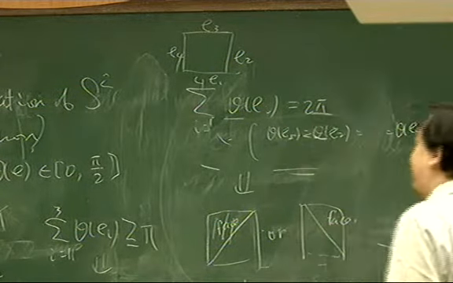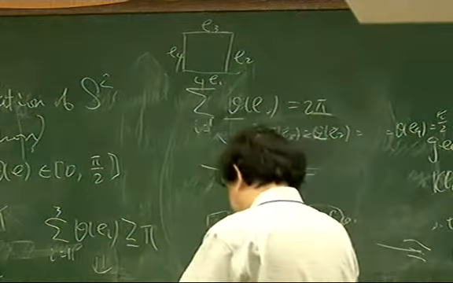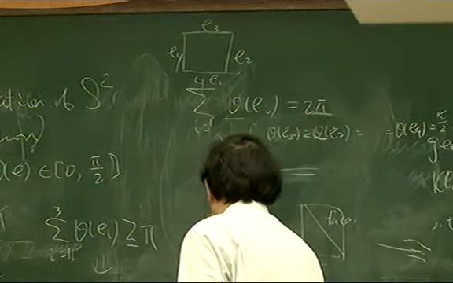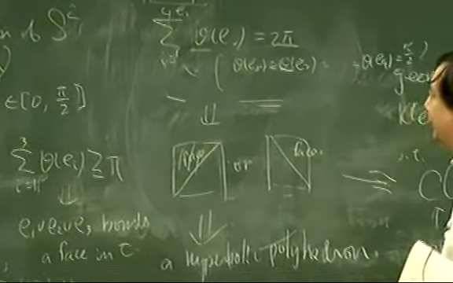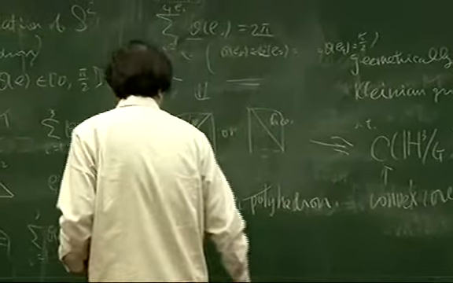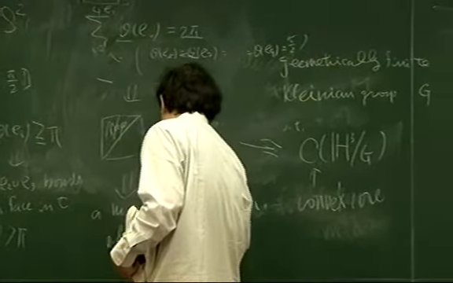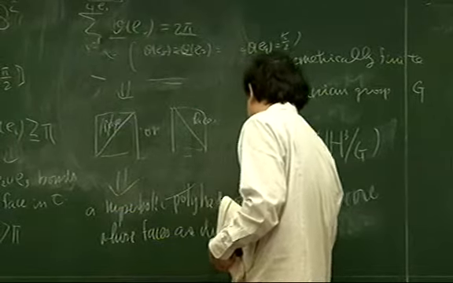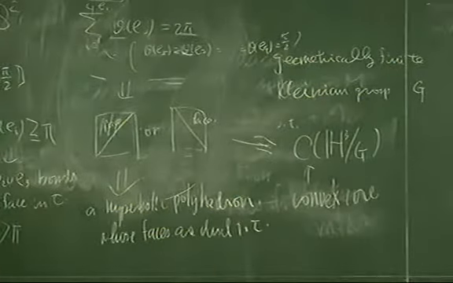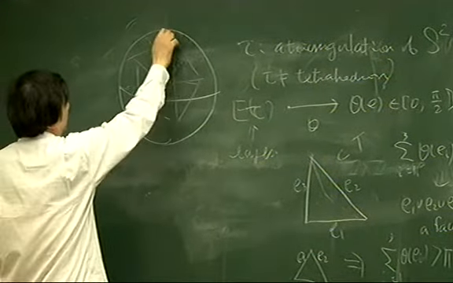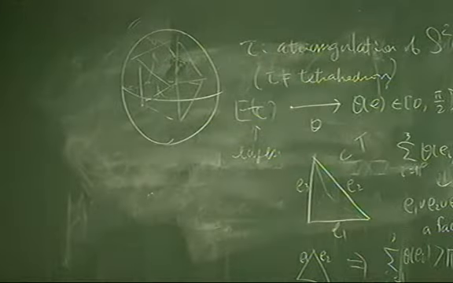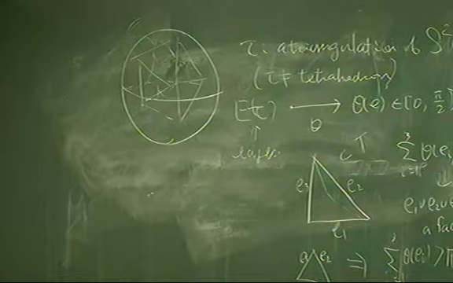Then Andreev's theorem says that there exists a hyperbolic polyhedron whose faces are dual to tau. So there's a dual cell decomposition of the sphere. So something like this. And so each face of the dual cell decomposition corresponds to a face of a hyperbolic polyhedron.